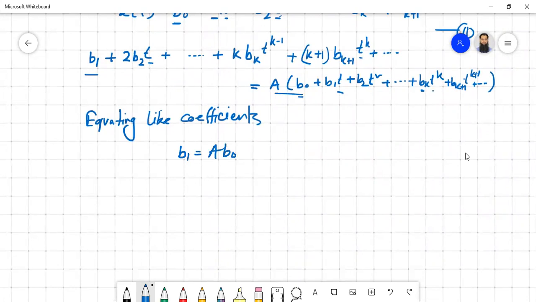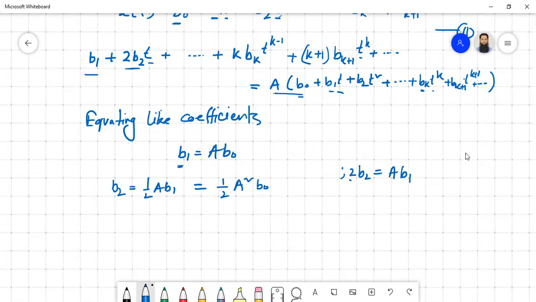Now that will give us the first parameter b1 equal to A into b0. Then the second parameter, 2b2 should be equal to A into b1. If you take 2 to the other side, we have b2 equal to half A b1. Now again we can replace the value of b1. If you replace the value of b1 into this equation, then we have half A square b0.